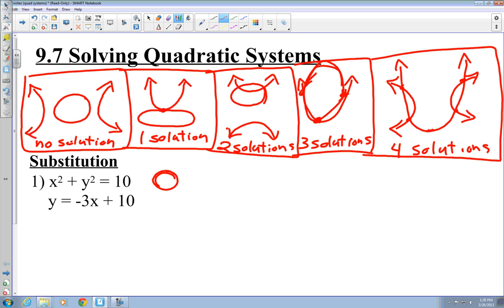So I have three possibilities. One is they could not intersect at all. Two, the line could be tangent to the circle, and they'd have one solution. Or the line could go through the circle, and it'll have two solutions. So those are my three possibilities. So let's do our algebra and see what we come up with.